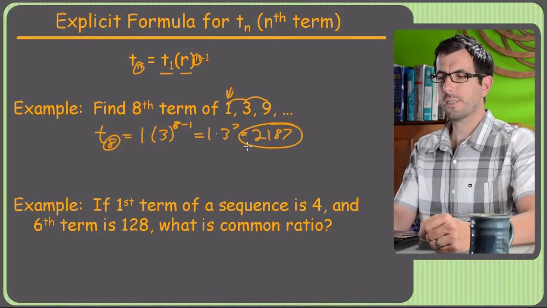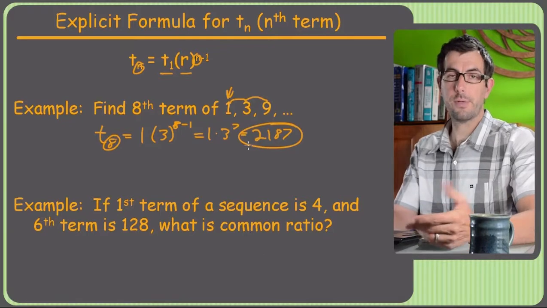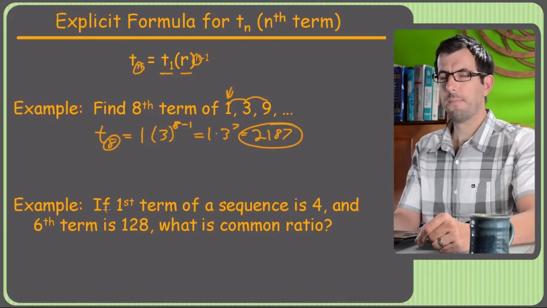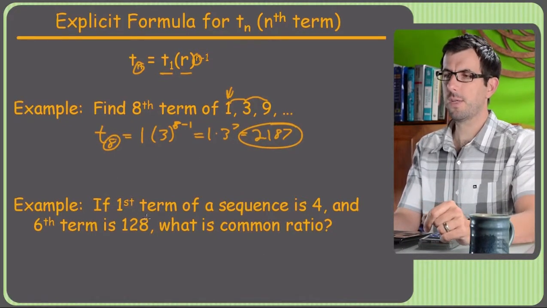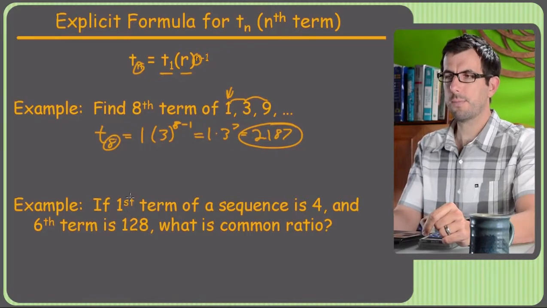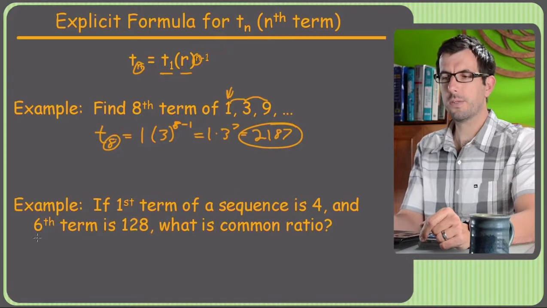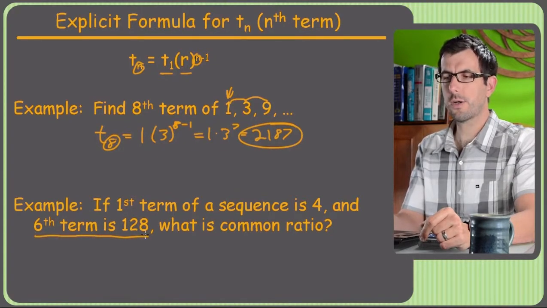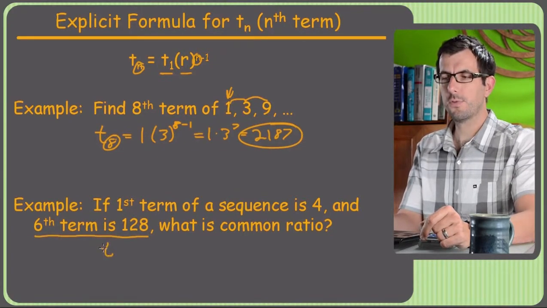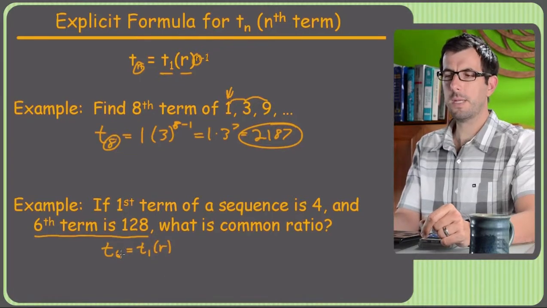First term is 4, sixth term is 128. What's the common ratio? Well, we can solve this the same way we solved for the common difference in the previous video. Once again, I'm going to use this explicit formula. What am I going to put on the left though? I'm going to use t sub 6 because I know the sixth term, so that means I'll be able to plug it in. So first I'll just write my formula. T sub 6 is going to equal t sub 1 times r to the n minus 1, and n is 6, so that's 6 minus 1.